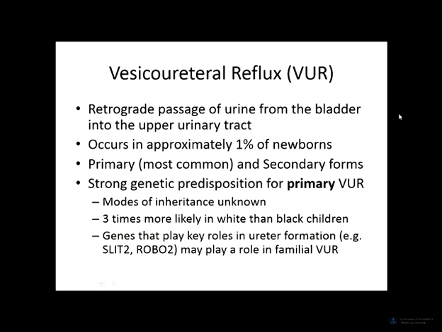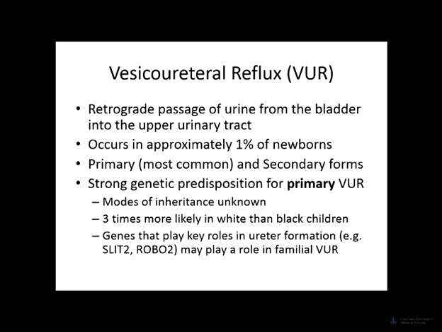So now I'm going to talk a little more about the bladder, and this is vesicoureteral reflux. And this is passage of the urine from the bladder backwards into the upper urinary tract. And again, this is relatively common. It's seen in about 1% of newborns. There are 2 forms, primary, which is the most common, and secondary. And there's a strong genetic predisposition for primary reflux. We don't know the mode of inheritance.